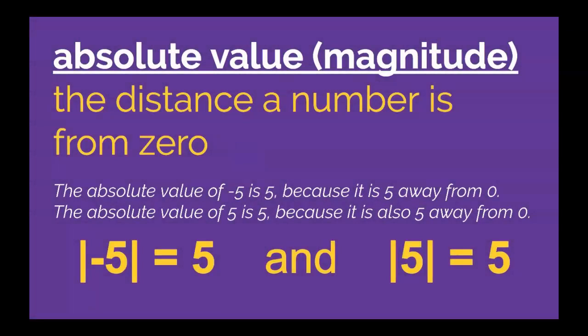Absolute value is a vocab word you're going to be hearing a lot. Sometimes you'll hear that called magnitude. It's the distance a number is from 0. You'll see these vertical bars as the symbol. The absolute value of negative 5 is 5 because it's 5 away from 0. But the absolute value of 5 is also 5 because it's, again, 5 away from 0.